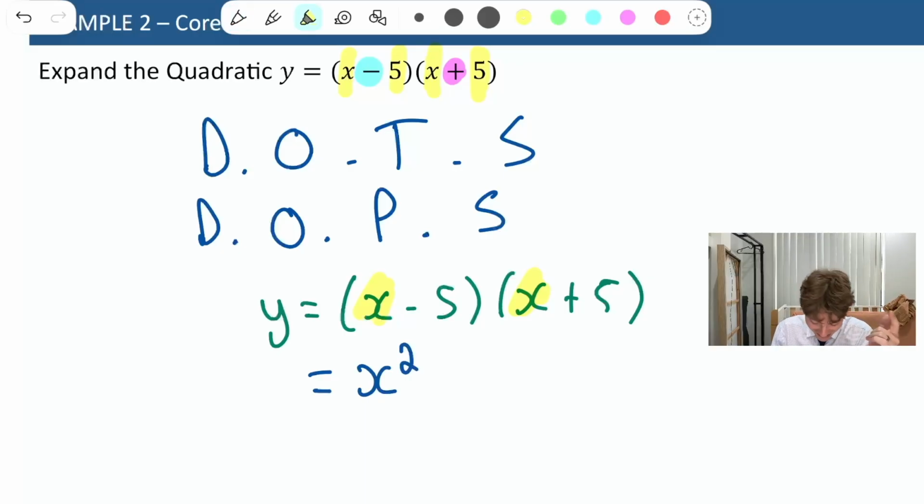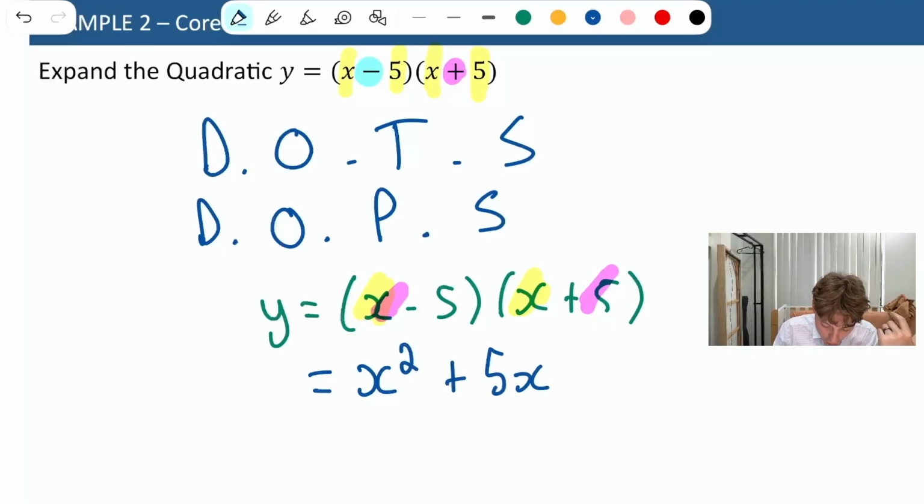Then I do my outside two terms. For my outside two terms, that is going to be this x term here again, multiplied by this number 5. So x multiplied by positive 5 is going to give plus 5 lots of x. I now do my inside two terms. If I do my inside two terms, I have this 5 multiplied by this x, and I should include the negative, right? That's negative 5 multiplied by x. Minus 5 times x gives minus 5x.